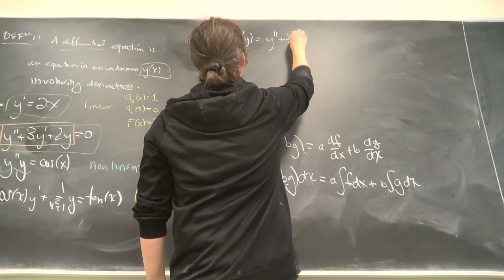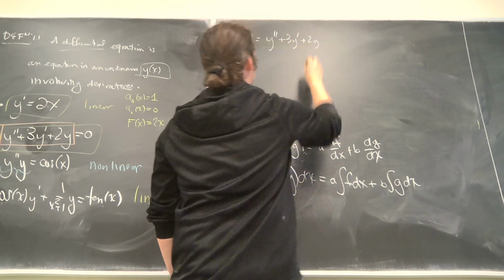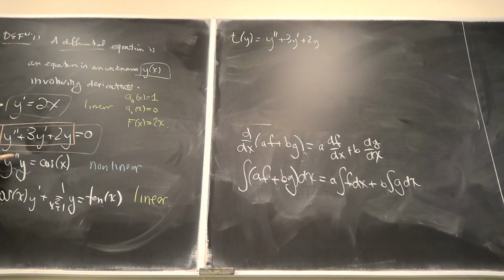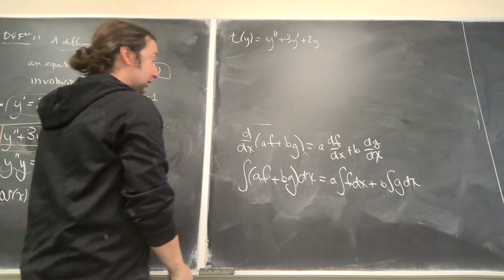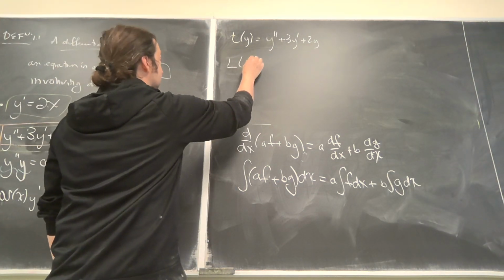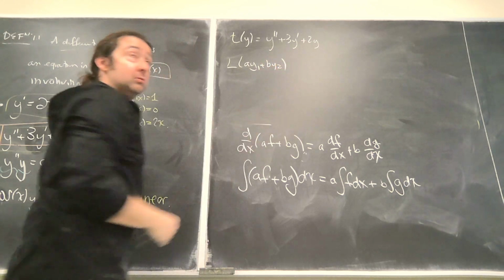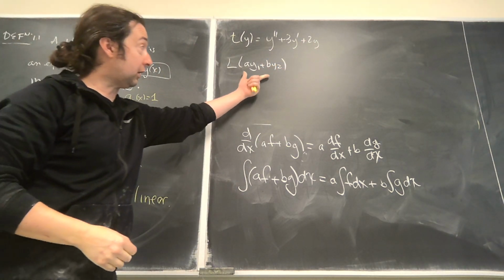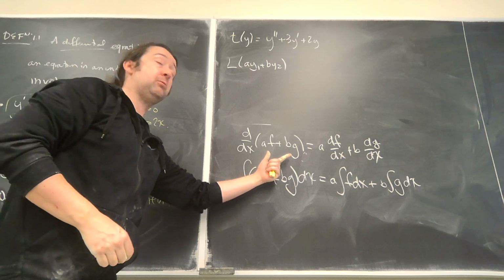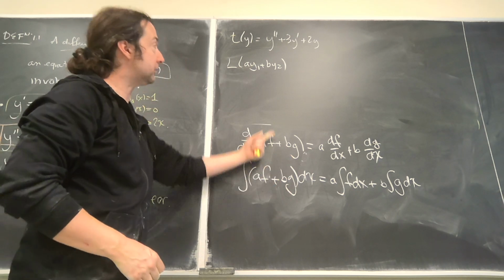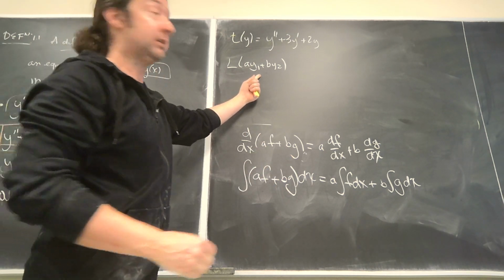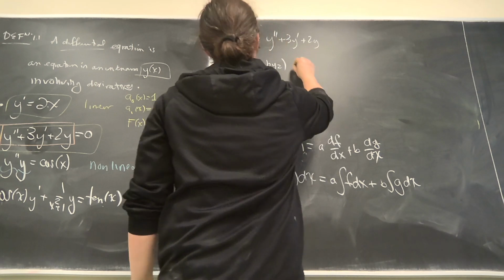L of y equals y prime prime plus 3y prime plus 2y. So if I make the whole left-hand side of that into, put all the y's on one side and call that a function, an operator, I could just check to see, hey, is it the case that if I stuck in ay1 plus by2, if I stuck in a combination into this function in the same way I stuck it into the derivatives and the integrals, does it satisfy the same property? Oh, let's see.